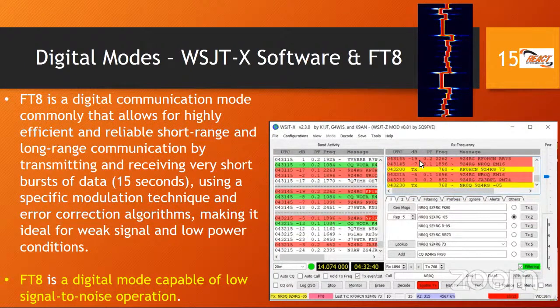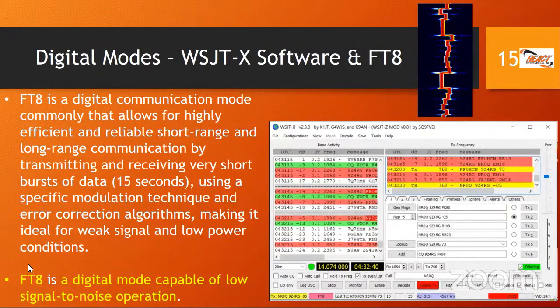and it is capable of receiving signals in what we call a low signal to noise operation. So notice again here, it's minus 24 dB, which is a pretty weak signal, and we are still seeing the call sign here, November 0 Alpha Whiskey, N0AW, and then New Zealand station Zulu 6 Foxtrot Juliet Alpha. So this software is able to receive very weak signals. So we say here that FT8 is a digital mode capable of low signal to noise operation.